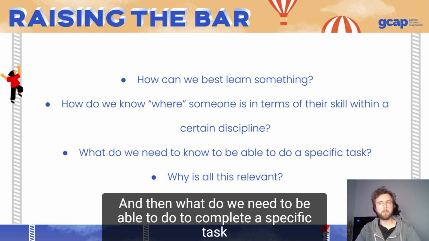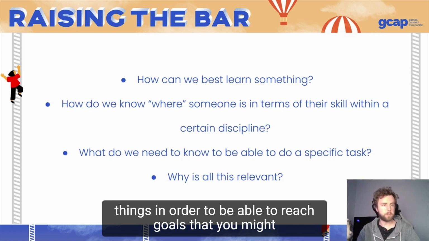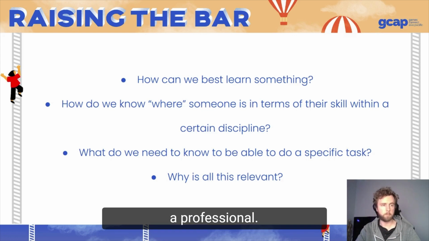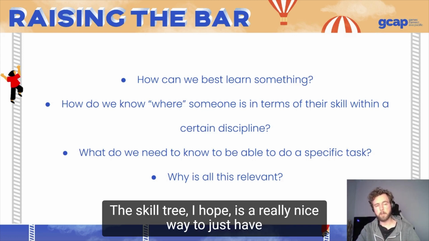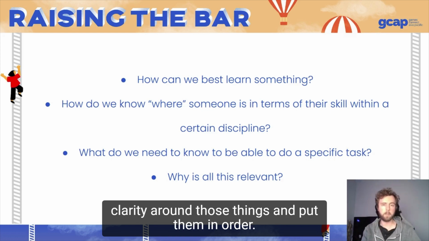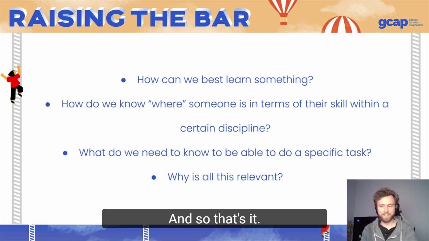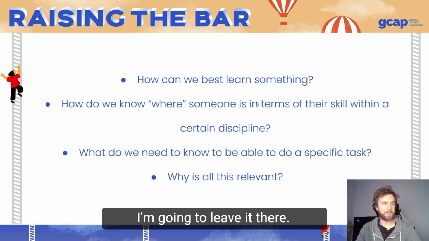And then, what do we need to be able to do to complete a specific task? Like I said before, there are heaps of different prerequisites to reach the goals you might have in mind, whether you're a hobbyist or a professional aiming to do certain things within a field. The skill tree, I hope, is a really nice way to have clarity around those things and put them in order. I hope all of this has been really relevant. And so that's it. That's the last frame. I'm going to leave it there.